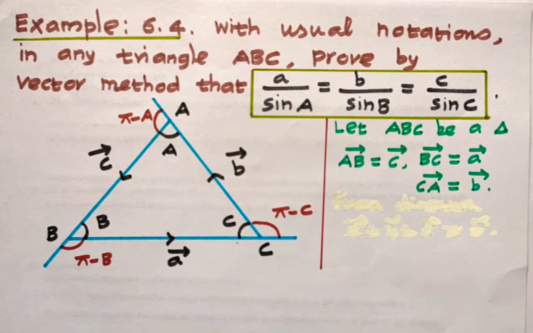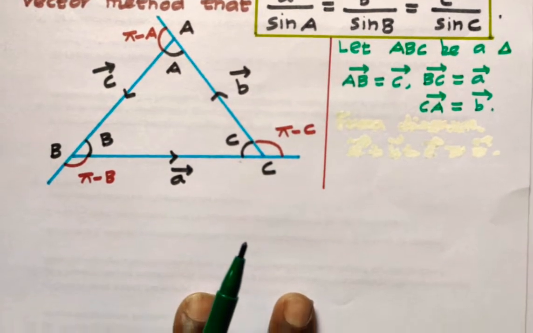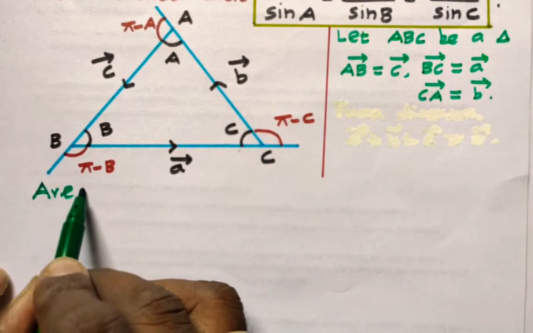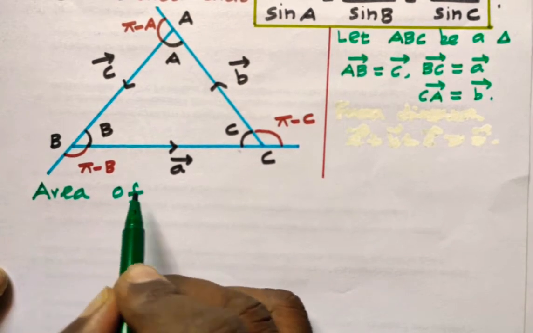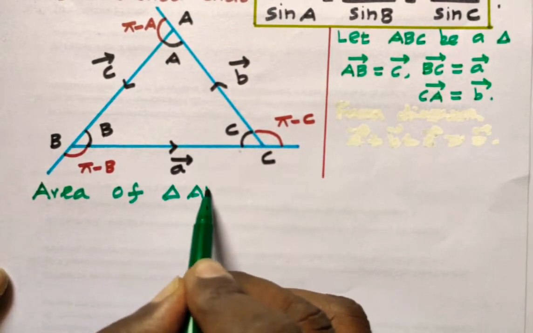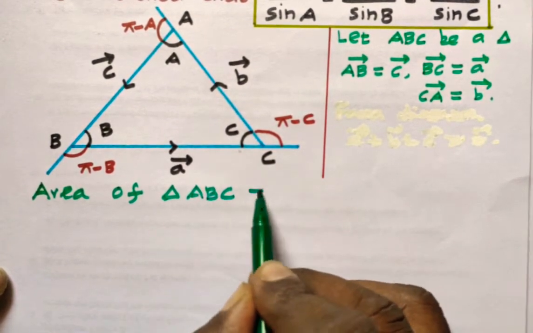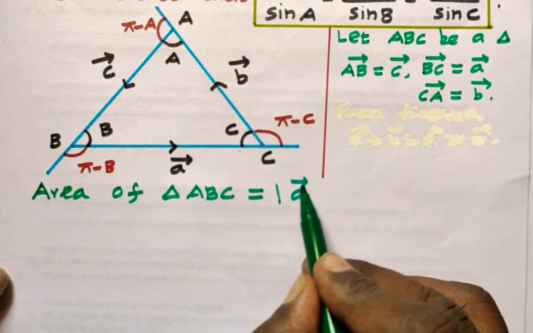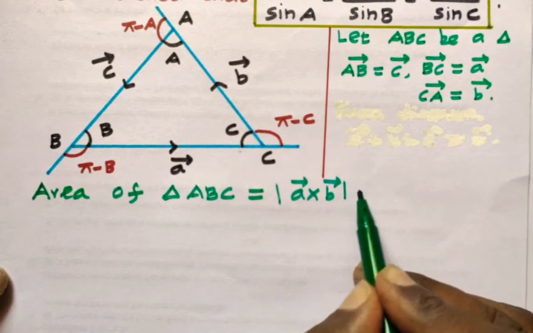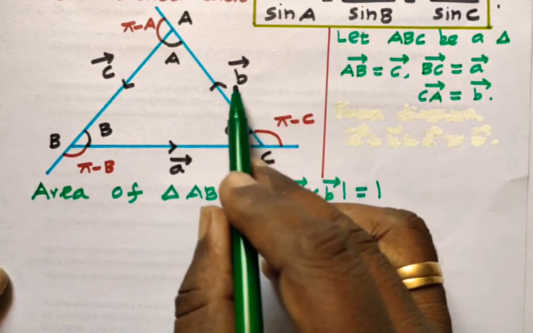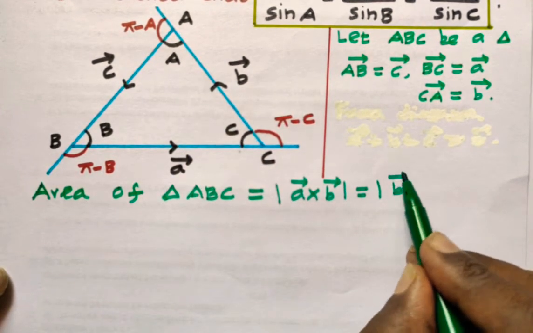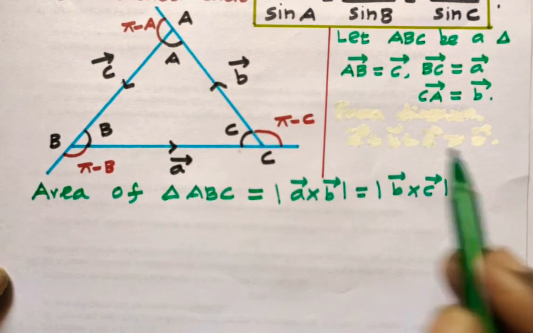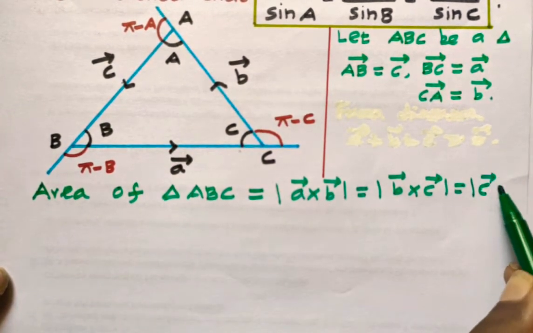We know the area property: area of triangle ABC is equal to modulus of a vector cross b vector, or modulus of b vector cross c vector, or modulus of c vector cross a vector.